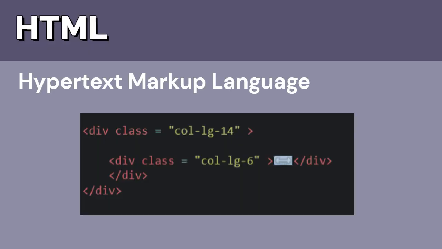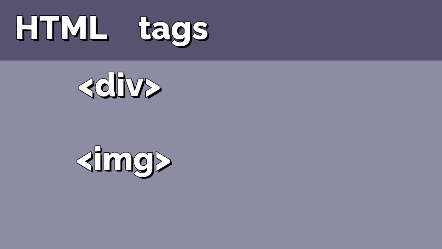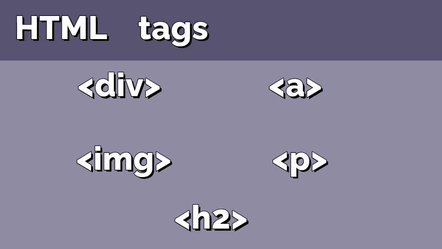HTML stands for Hypertext Markup Language and is the skeleton of the code. With this, you assign tags to what you want them to be. Think of a tag like a building block. You can add many blocks into one main building block or have separate blocks that don't interfere with each other. The tags we'll be using today are div, img, a, p, and h2.